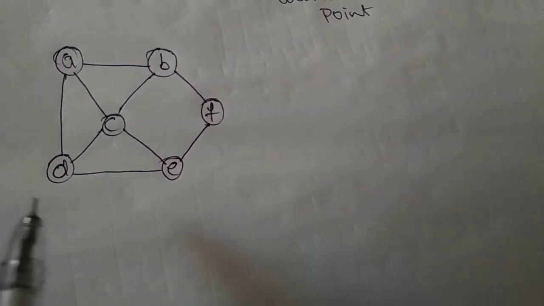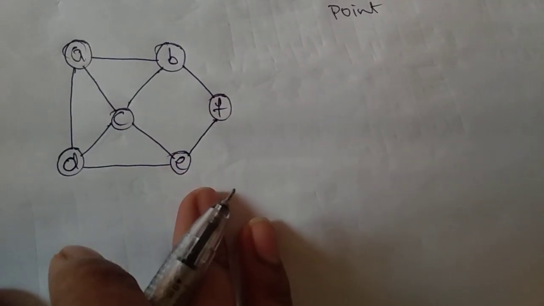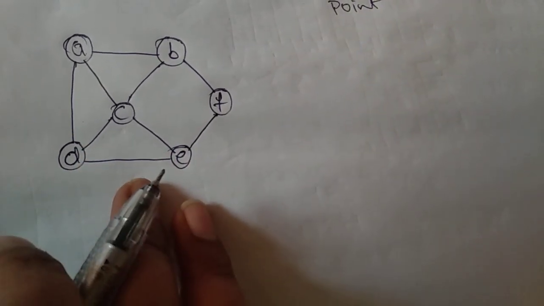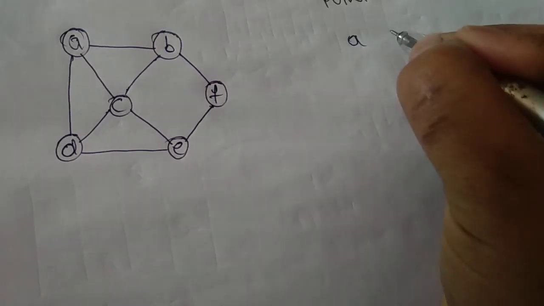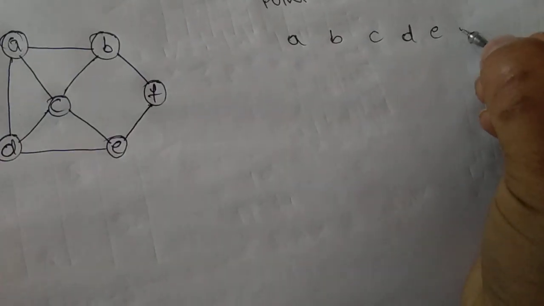This is the given circuit. You have to find out whether this is a Hamiltonian circuit and how many possible cycles are possible with this graph. Before going for that, first we need to write the cost adjacency matrix.